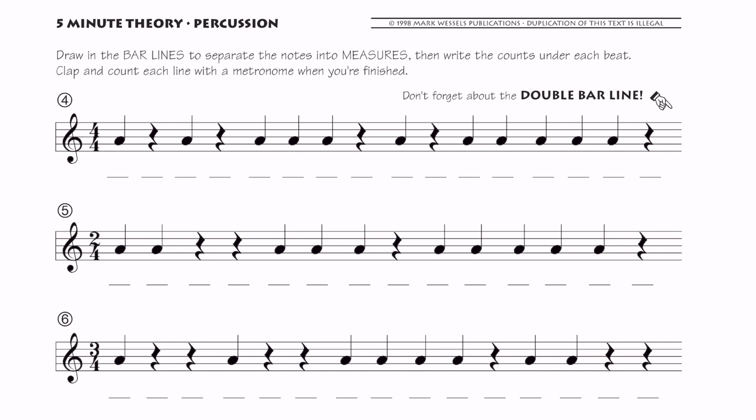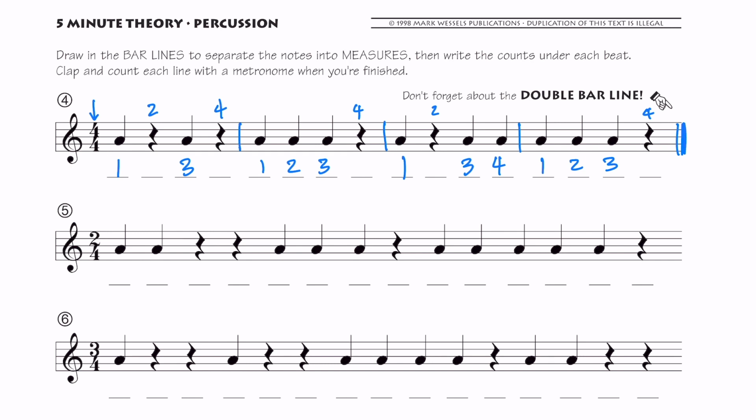So we got your pencil here. Notice that in line number 4, I'm in 4/4 time. So very quickly I can go 1, 2, 3, 4, bar line. 1, 2, 3, 4, bar line. 1, 2, 3, 4, bar line. 1, 2, 3, 4, and double bar line.